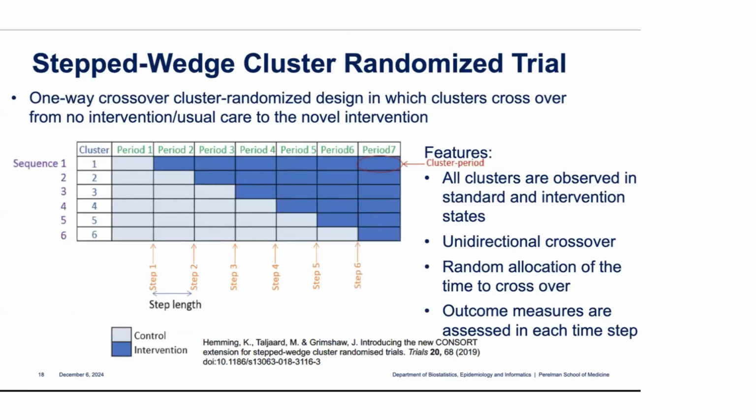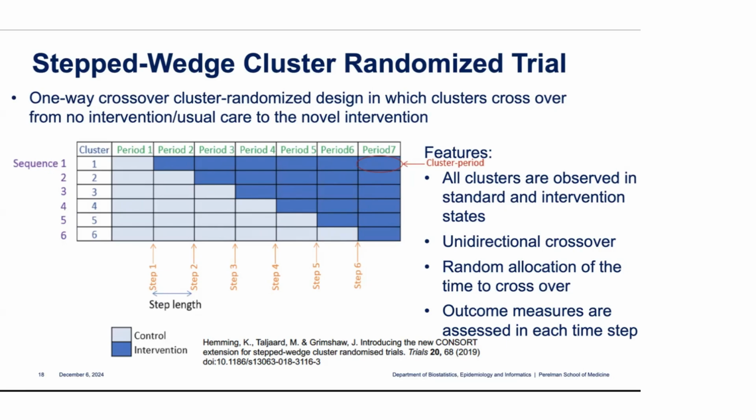So then addressing the concerns about everyone not receiving the intervention, that not being appealing due to enrollment, or the burden of rolling out the intervention to all of the sites randomized to receive it at the same time would bring us to consider a stepped wedge cluster randomized trial, which is a one-way crossover cluster randomized design in which clusters cross over from the no intervention or usual care to the novel intervention state over a number of steps.